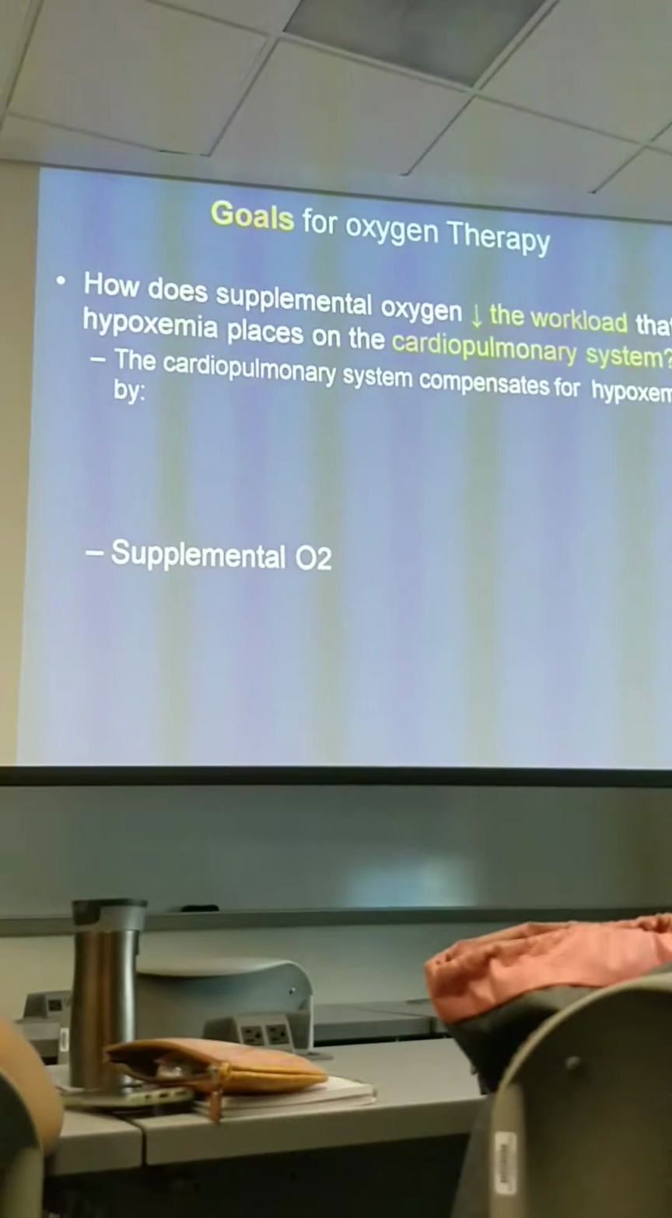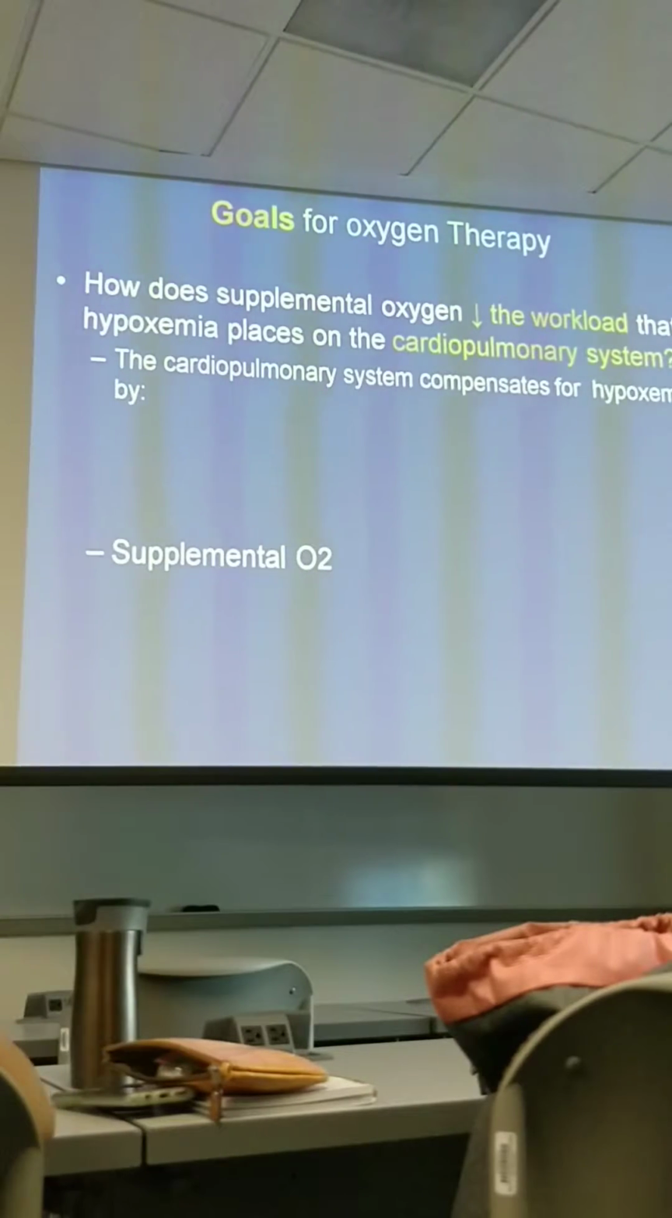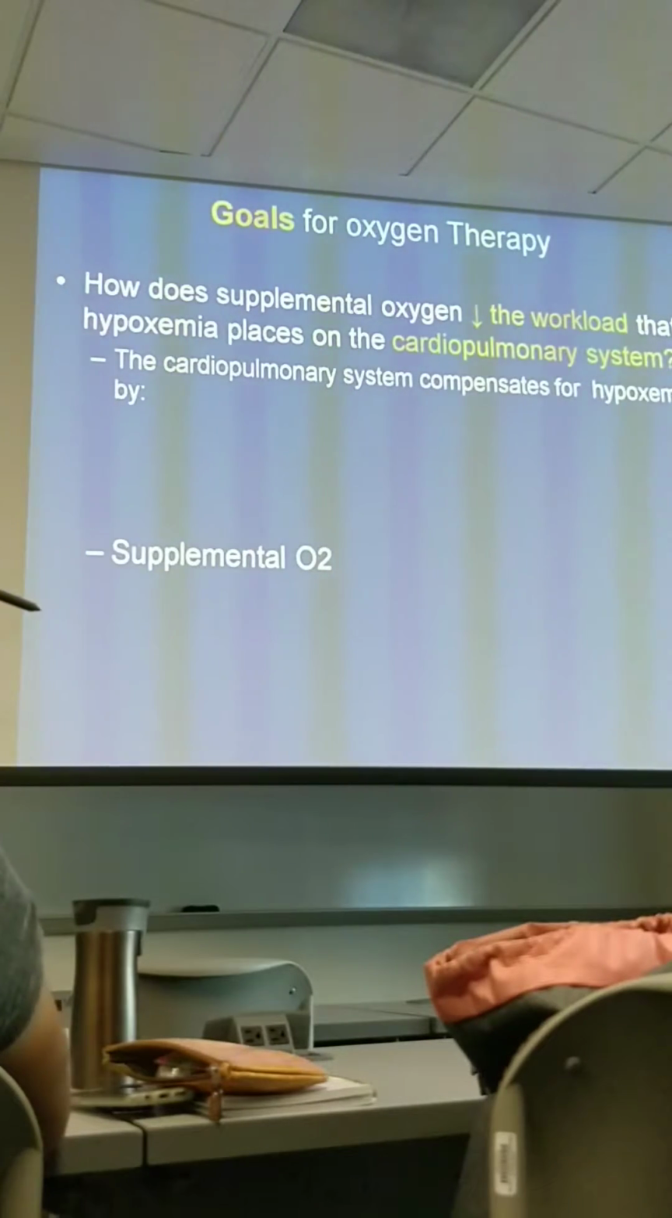And our last part here, how does oxygen decrease the cardiopulmonary workload? When we say cardiopulmonary workload, what do we mean? The workload on the what? The heart and the lungs.